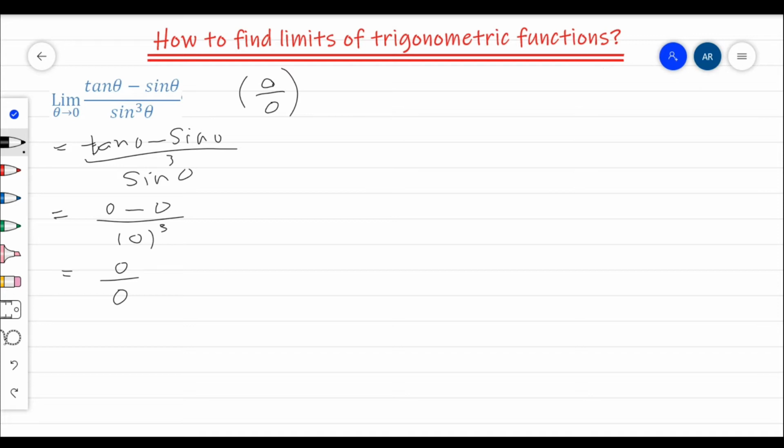And always remember that sine cube of theta is equal to sine theta whole cube, and sine cube of theta is not equal to sine theta cube.